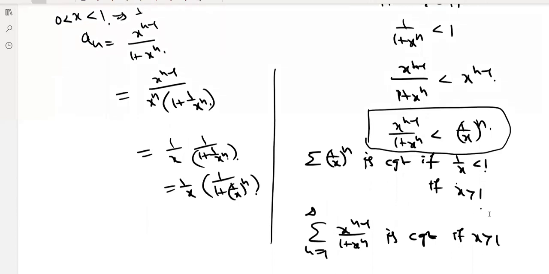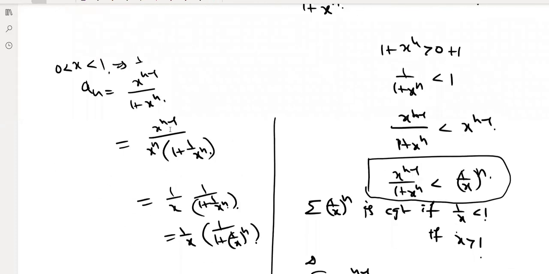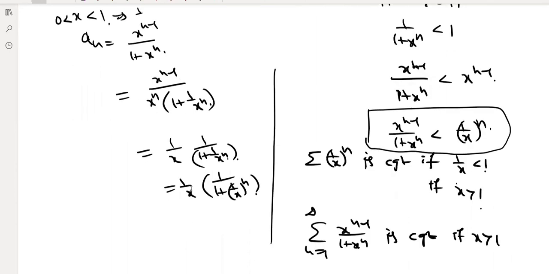What is this? So, therefore, x is bigger than 1 and convergent n. So, this is nothing but what? x power n cancel. 1 by x, 1 plus 1 by x whole power n. Therefore, what you are going to get is 1 by x, 1 by x power n.